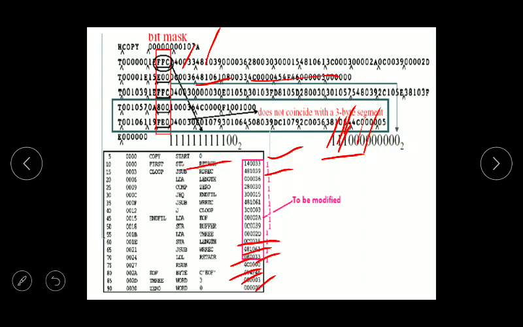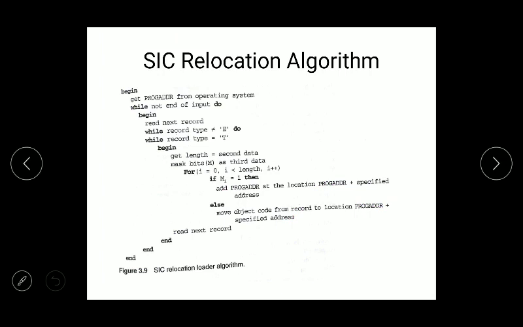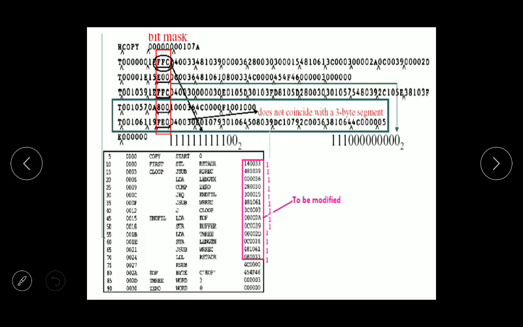This is about relocation. It is applicable for SIC programs. This is the algorithm. Get the program address from the operating system, the actual address. While not end of the input, read the next text record till it is equal to E, and continue the process. If it is a text record, length is equal to the second data. Second data means this one.